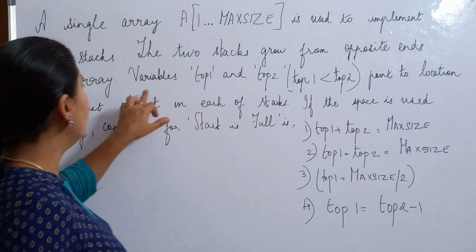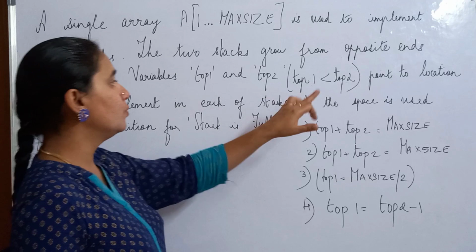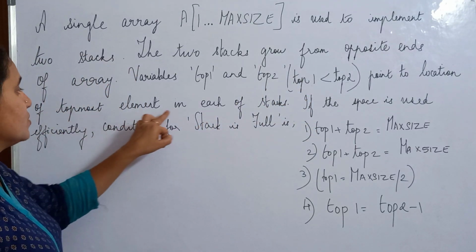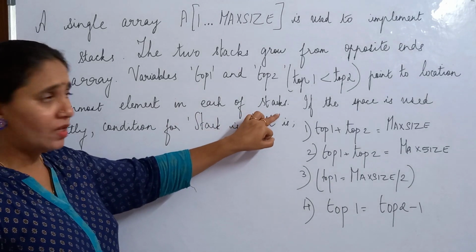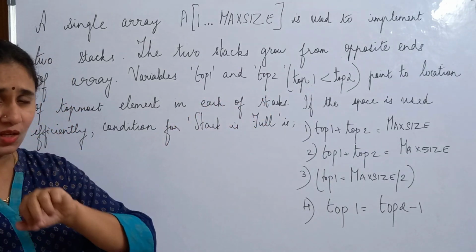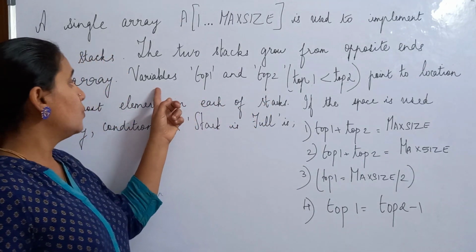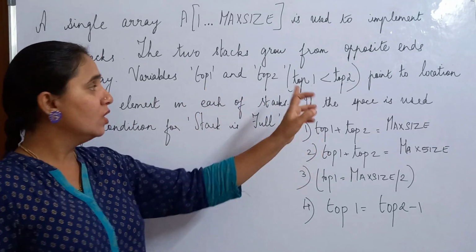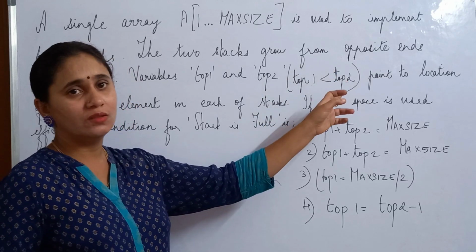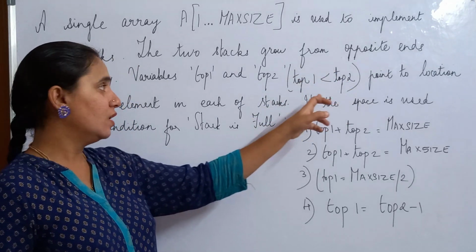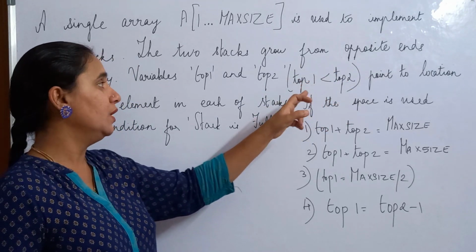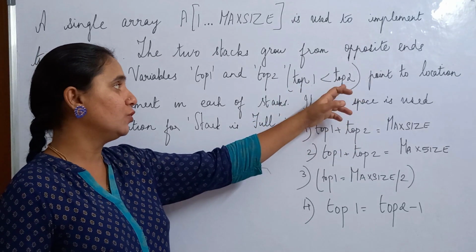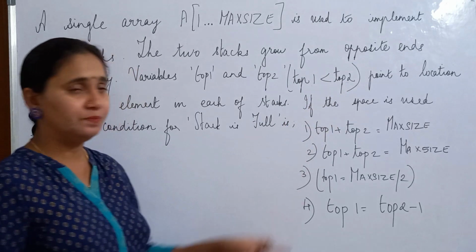The variables top 1 and top 2 point to the location of the topmost element in each stack. From the question we can see that the topmost pointer is top 1 for stack 1 and top 2 for stack 2. The condition on the topmost pointer values is that top 1 should be less than top 2. While incrementing, we must check this condition.